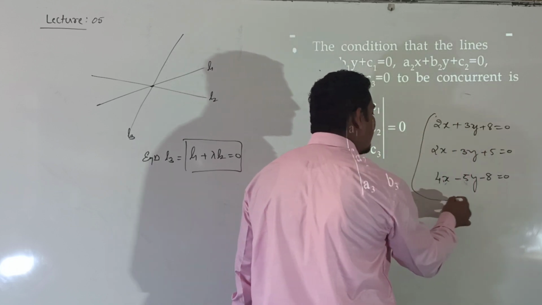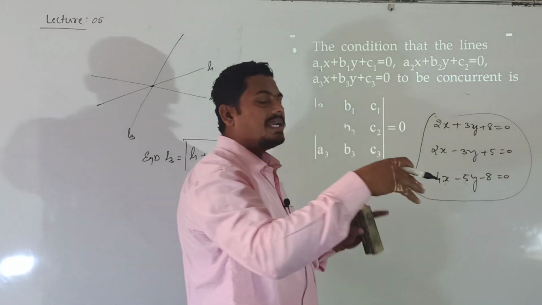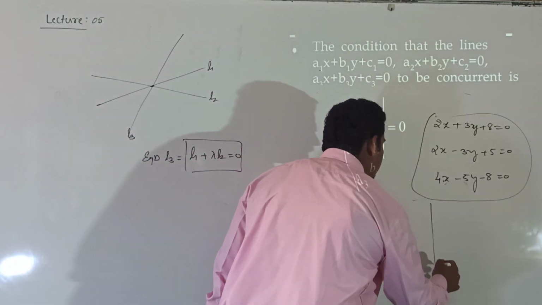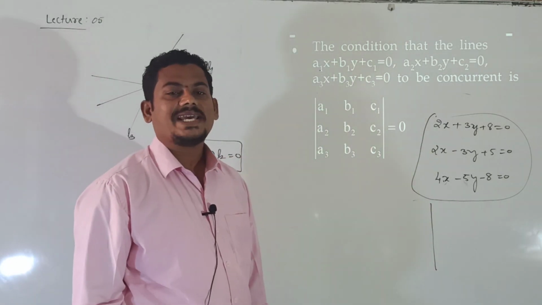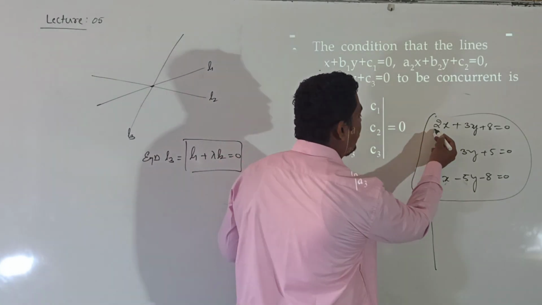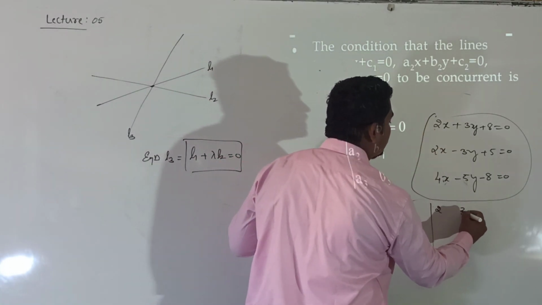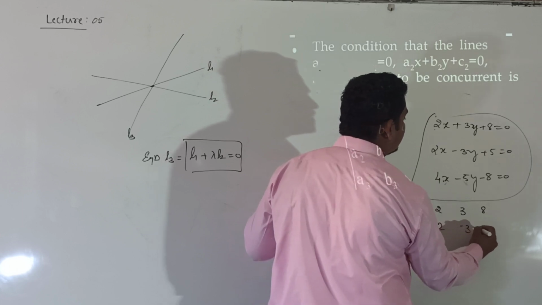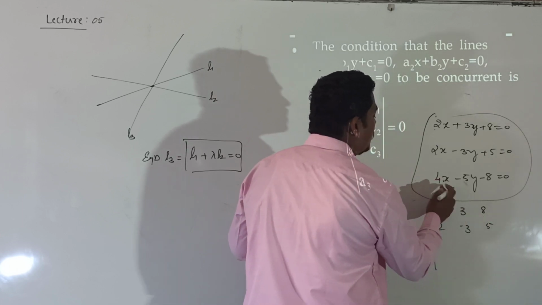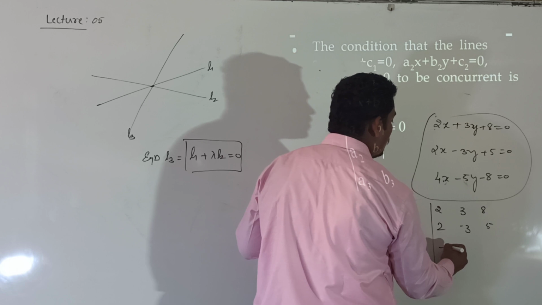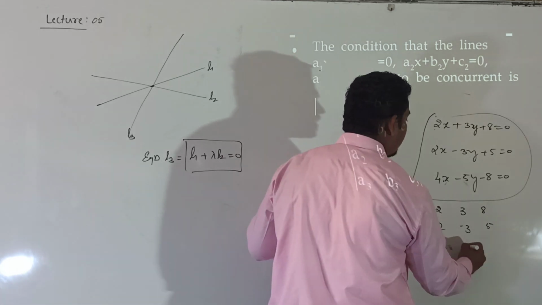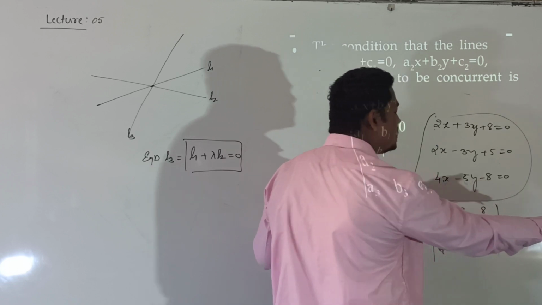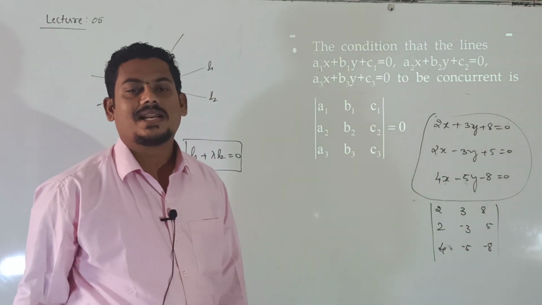Suppose these three lines are concurrent, meaning they meet at a single point, then what is the condition? Then the determinant of their coefficients: first row 2 3 8, second row 2 minus 3 5, third row 4 minus 5 minus 8. If you evaluate this determinant and it gives 0, then clearly the given lines are concurrent.